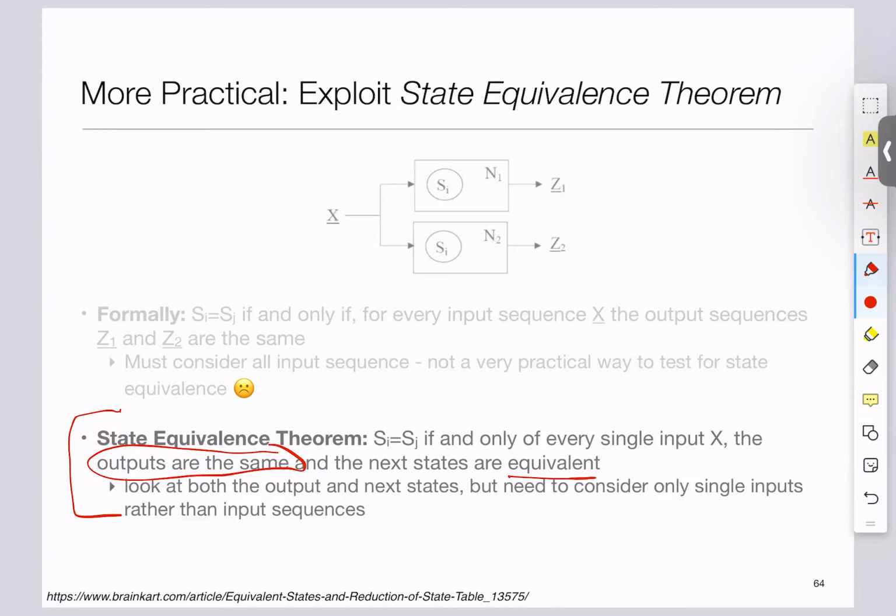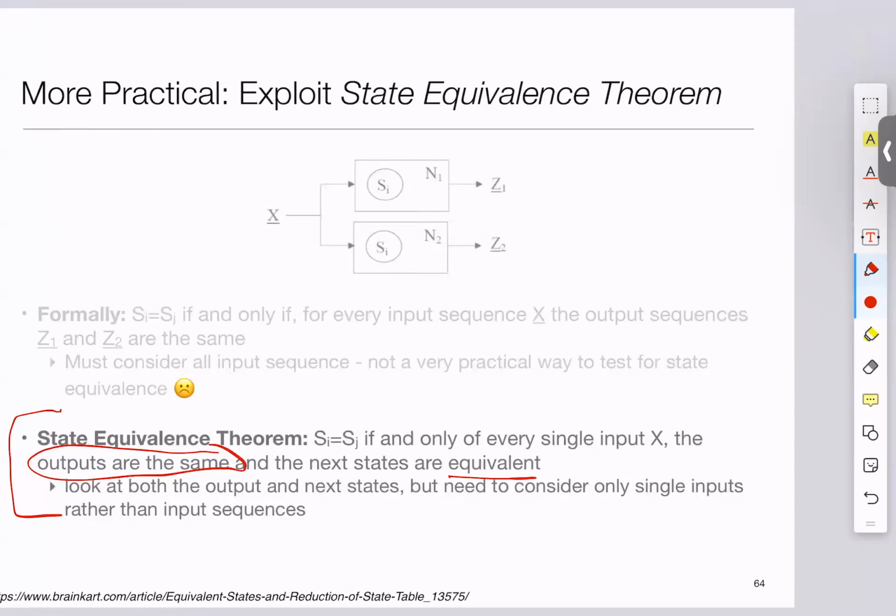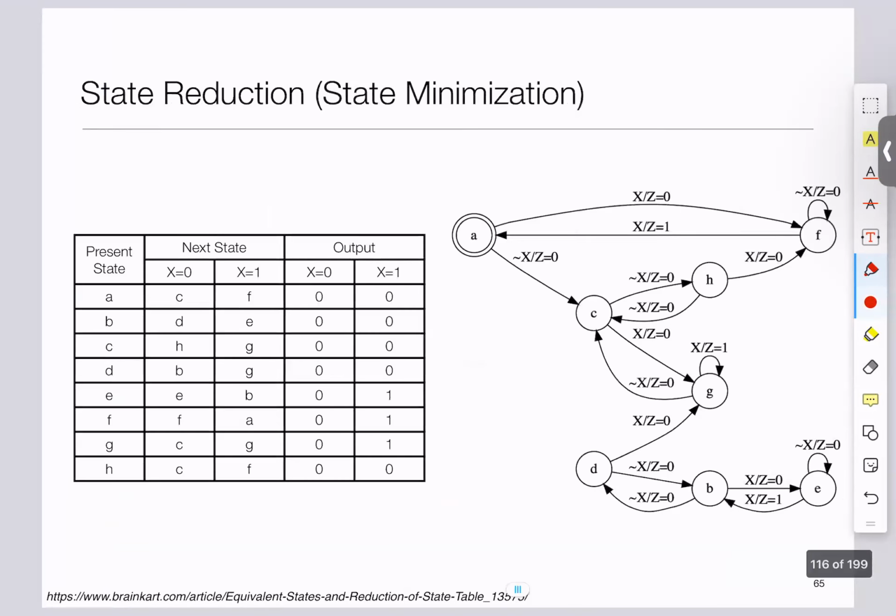Now, why is this definition equivalent to the first definition? That's a trickier proof to do rigorously, but intuitively it makes sense. Two states are the same if for every input, they produce the same output, and they in turn go to an equivalent state. So that's the property we are going to rely on to give a method by which we can pretty efficiently get rid of states which are equivalent.